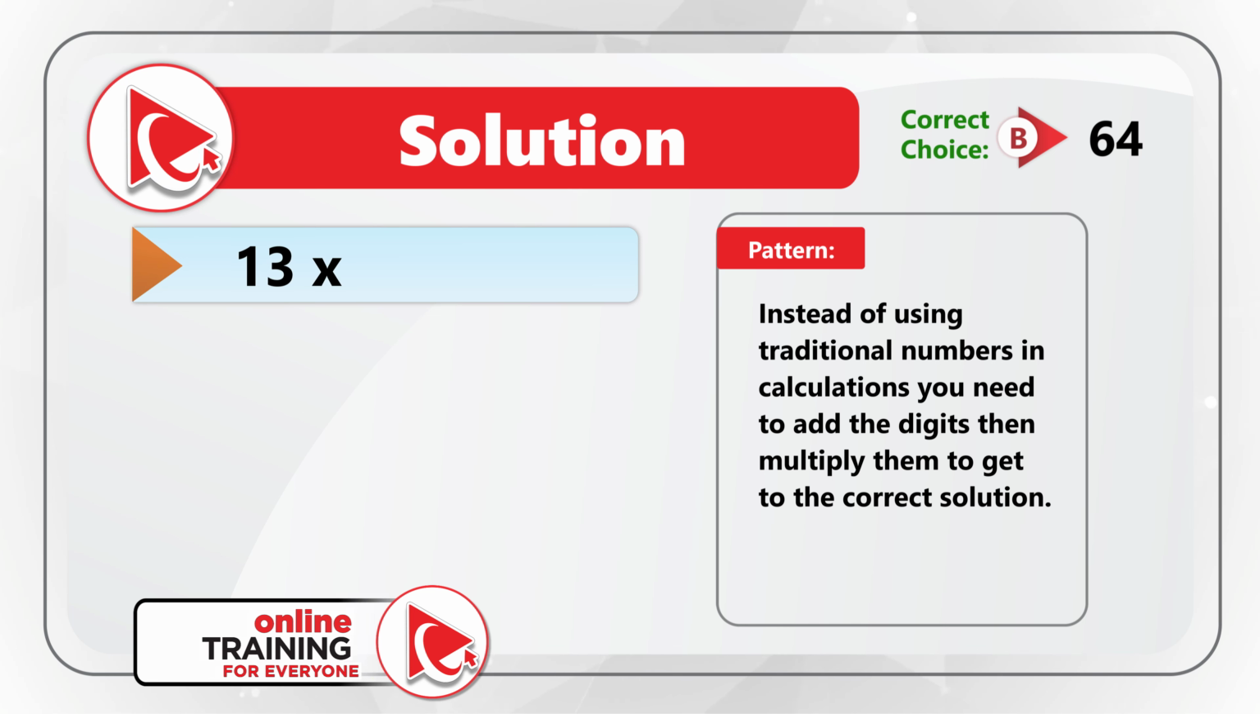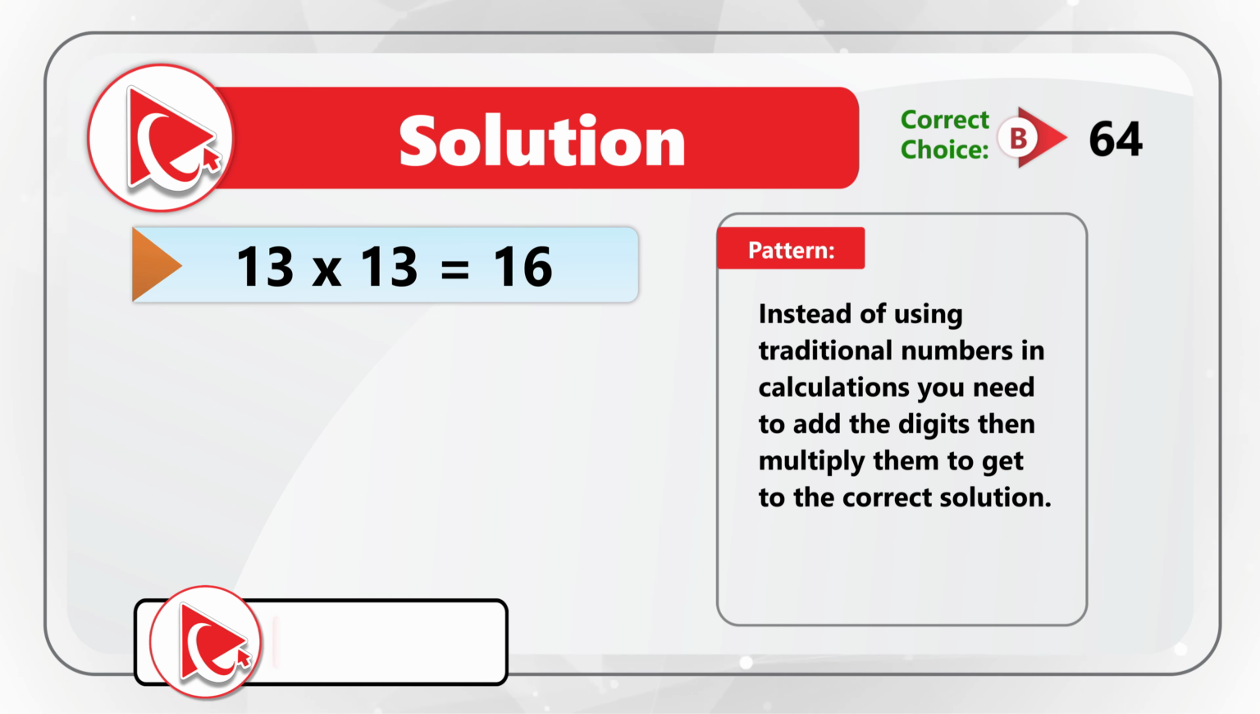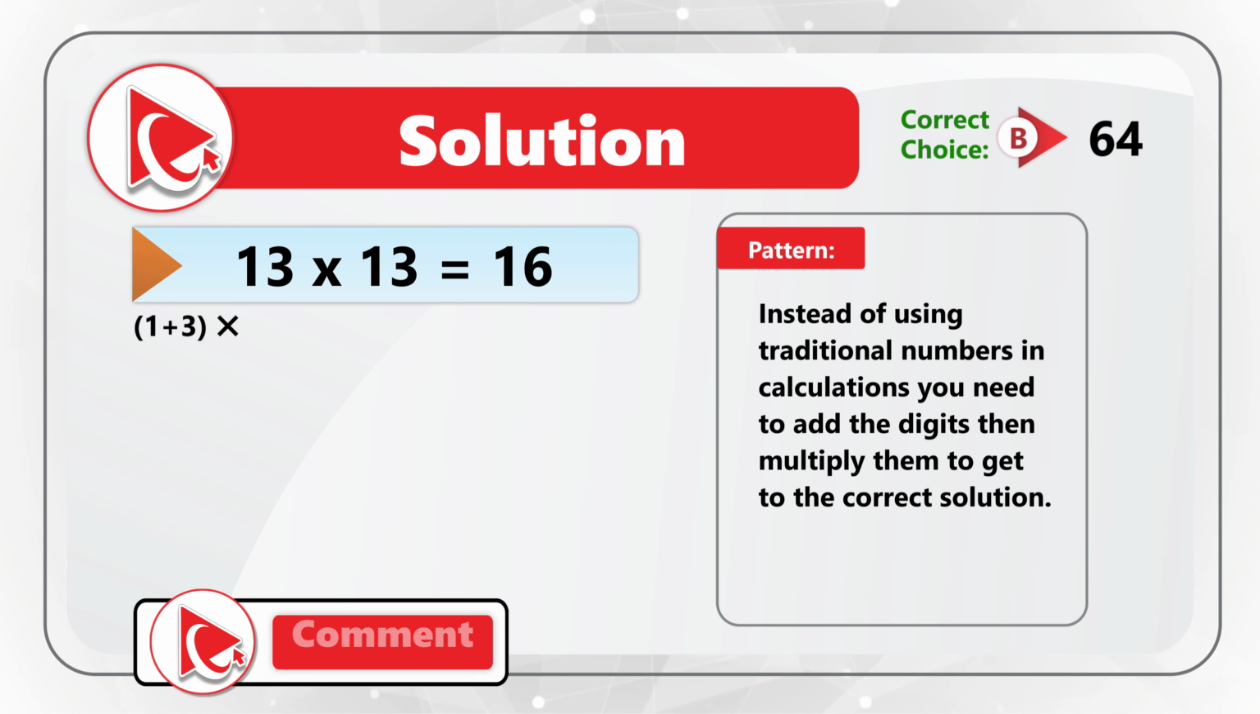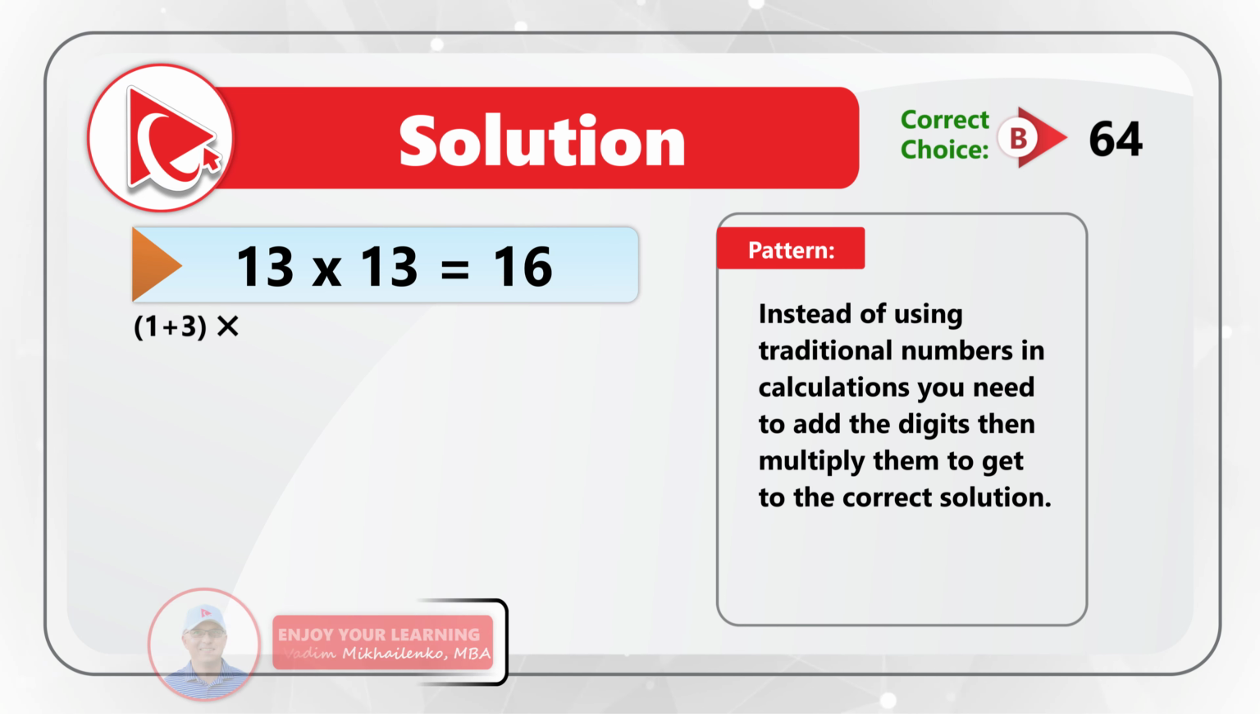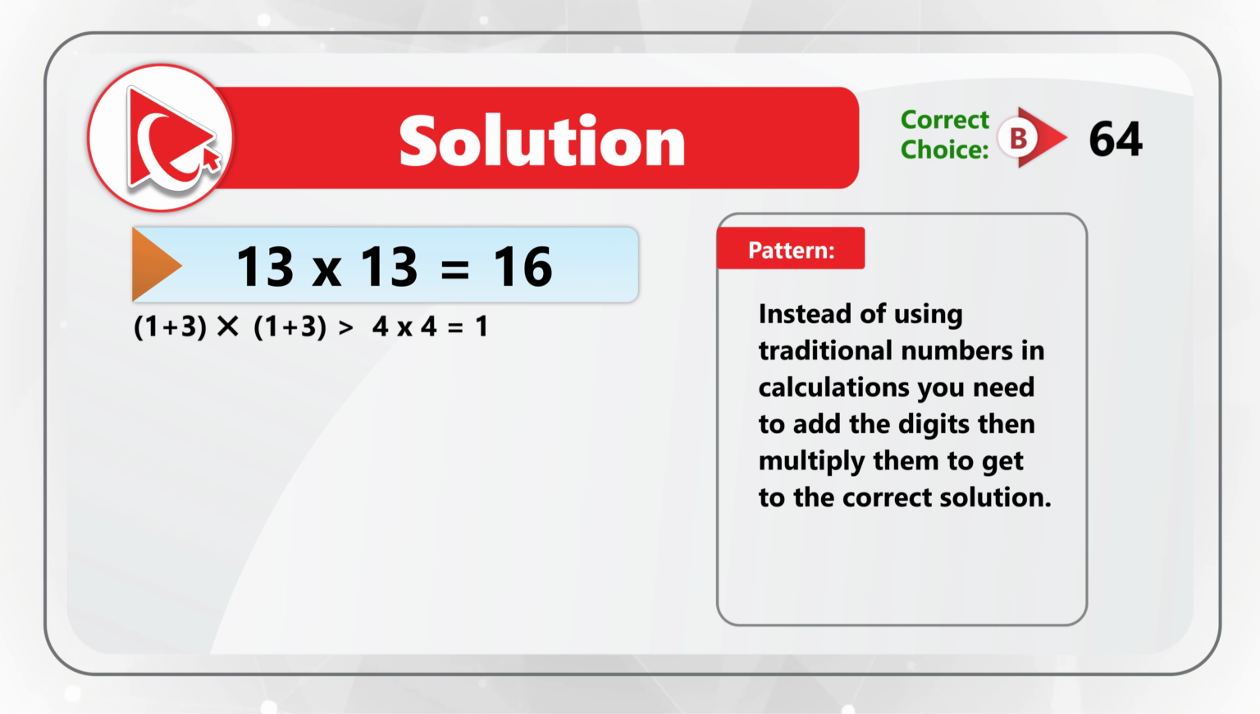So let's look at the first expression. 13 multiplied by 13 equals 16. In reality, you need to sum up 1 plus 3, then multiply by another expression 1 plus 3, which would be 4 multiplied by 4, which would equal 16.